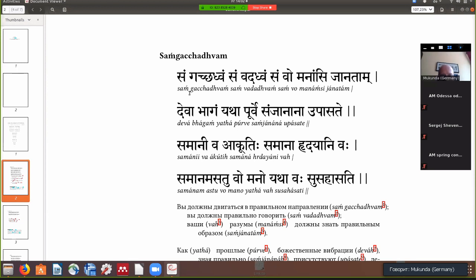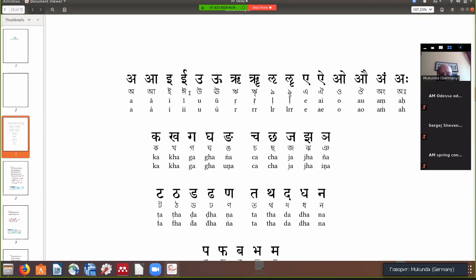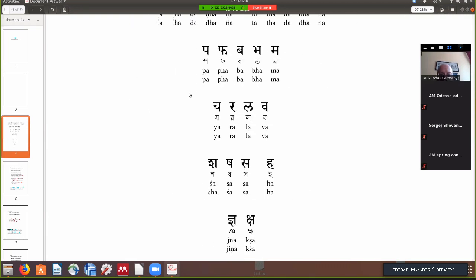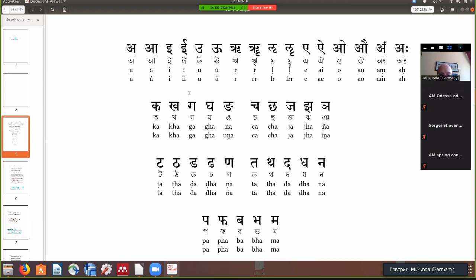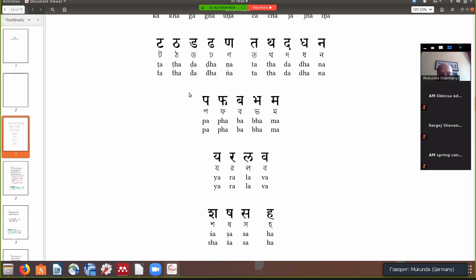In essence, we can say this is everything that one needs to know to understand the Indian alphabet.